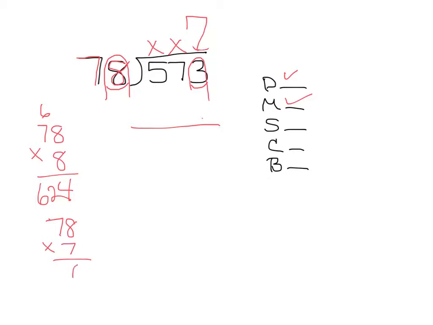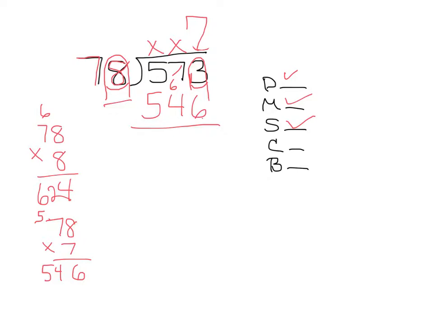7 times 8 is 56. 7 times 7 is 49. Plus 5 is 54. And now I'm left with 546. And now it's time for me to subtract. 573 minus 546, so I need to regroup here.